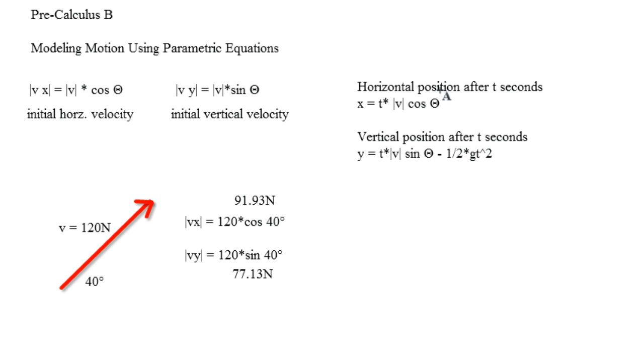Okay, now, in order to do the horizontal position after t seconds and vertical position after t seconds, you need a time. So we will answer that. What if t was 4 seconds? Okay, simple as that. So we plug it in. So x would be 4 seconds, or 4 times, and this is going to be the initial part right here, 91.93.